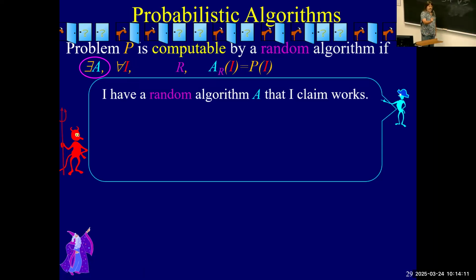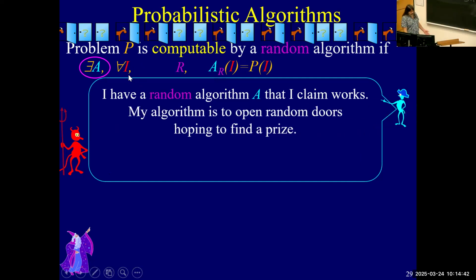But what's the difference here? What does the adversary not know? It doesn't know the results of the coin flips. The Java program says it's going to flip coins, and if it comes up heads, it's going to do this, and if it comes up tails, it's going to do this. But the adversary doesn't know the result of the coin flips.